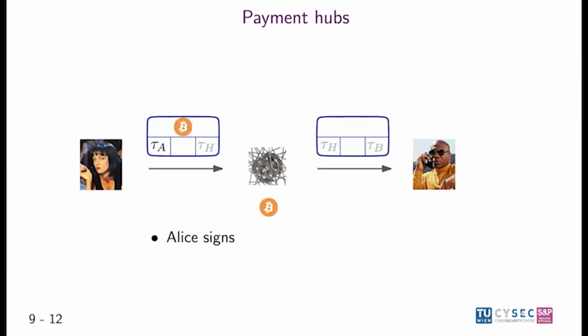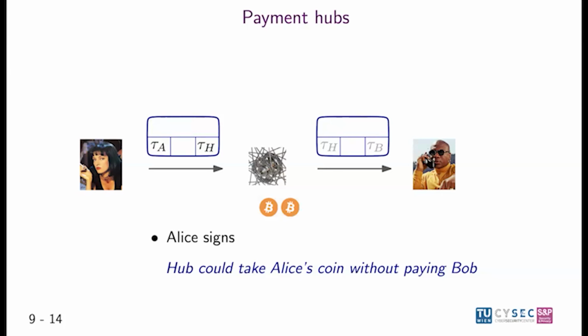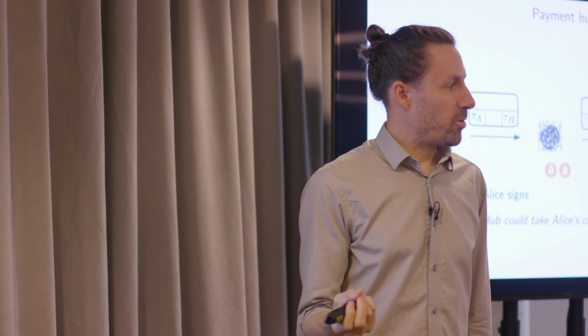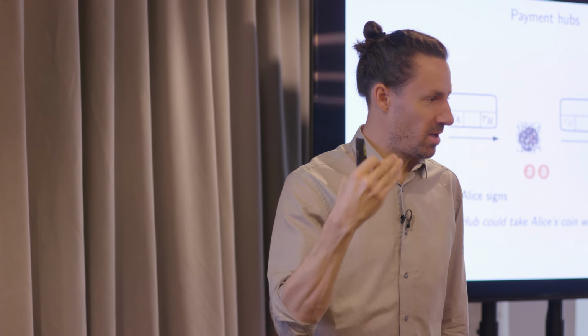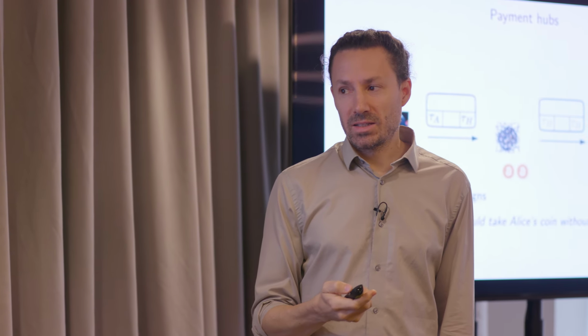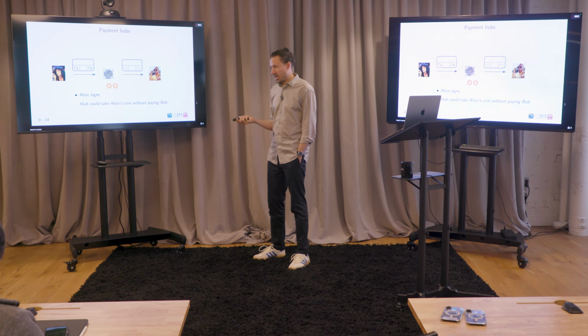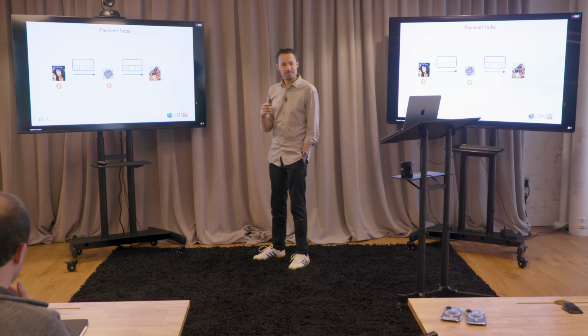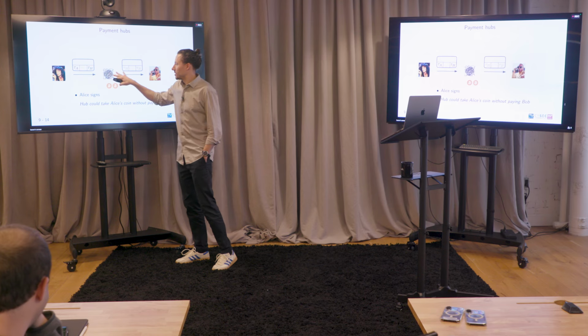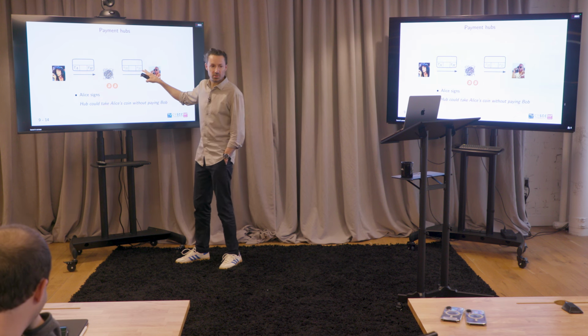The problem is if we go back, what if Alice signs and then the payment hub just signs as well, takes Alice's coin and never pays Bob, right? That's something that you want to prevent in these Lightning channels. So how can this be done? Not clear a priori. It's Bitcoin, so you can't just encode any statements you want into the spending of a coin. So maybe first, what would you do if you did have full programmability? How would you solve the problem? Say that this transaction can only be taken if that transaction is on the chain or something like that.